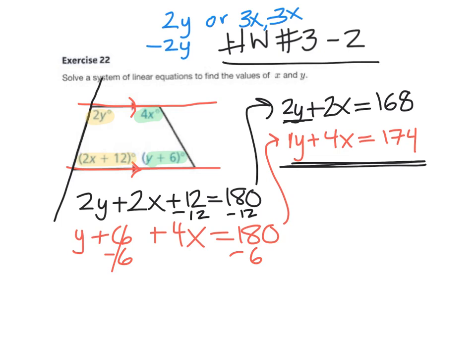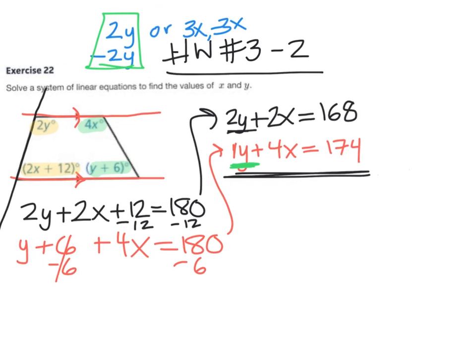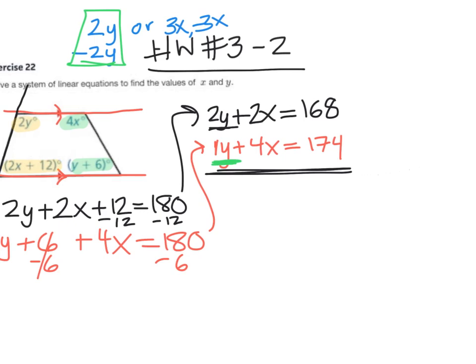I would like this one to be a negative 2y. It's a 1 right now, but I would like it to be a negative 2 so that I can make a 0. So I'm going to think, what can I multiply this whole equation by to get a negative 2? I'm going to multiply the whole thing by negative 2.